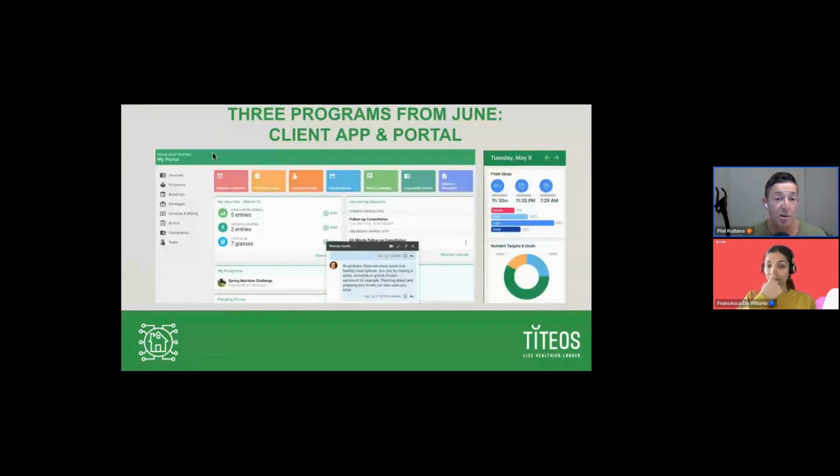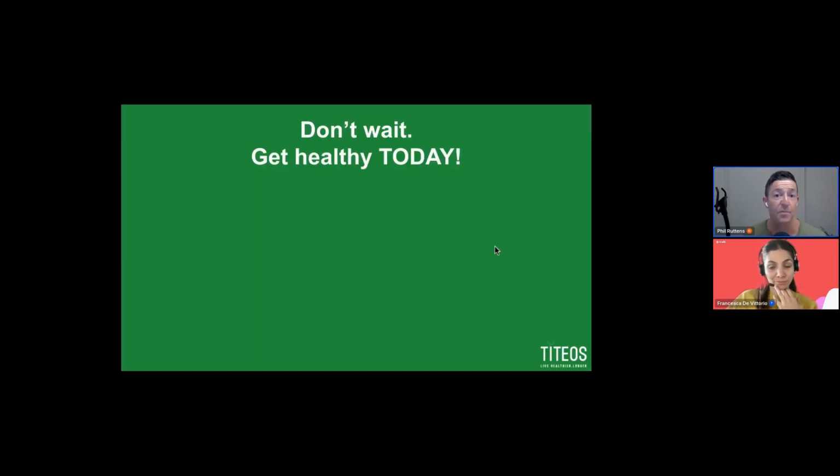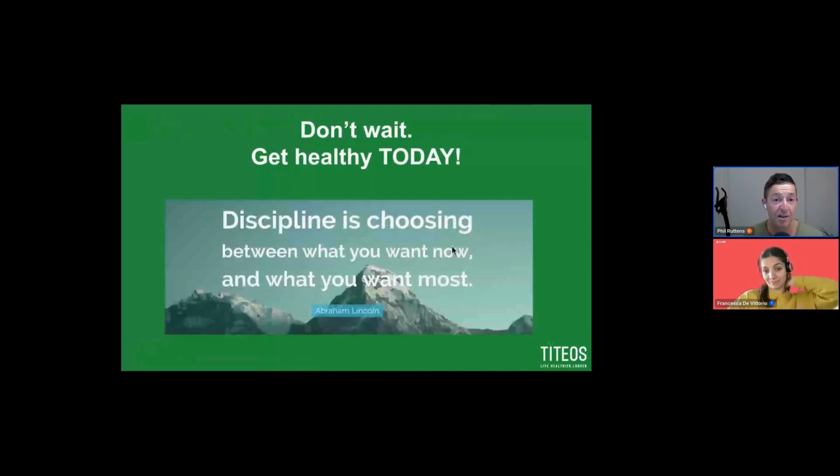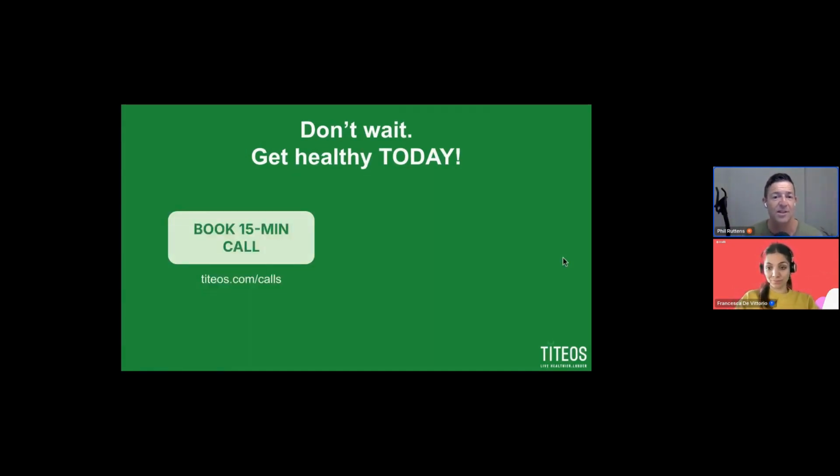And there will be, as I mentioned, the practice better. This is the desktop version, and this is the app, what it looks like. I was talking about data integrated from Garmin, from Fitbit. So that's what you would get if you subscribe. So don't wait. You don't have to wait till June if you want to make changes with TITEOS or whoever. Again, up to you. Discipline is choosing between what you want now, the quick dopamine shot, and what you want most. Or actually, it's a balance between the two. President Lincoln said that.